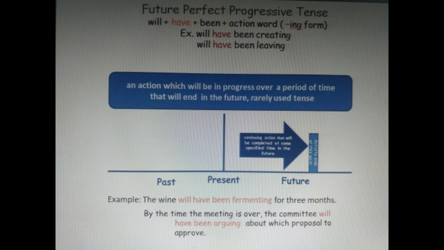Now, the sentence examples are: the wine will have been fermenting for 3 months. So the verb is will have been fermenting. Another sentence: by the time the meeting is over, the committee will have been arguing about which proposal to approve. So the verb is will have been arguing. So there we go, guys. We finished discussing how and when to use the verbs has, have, and had.